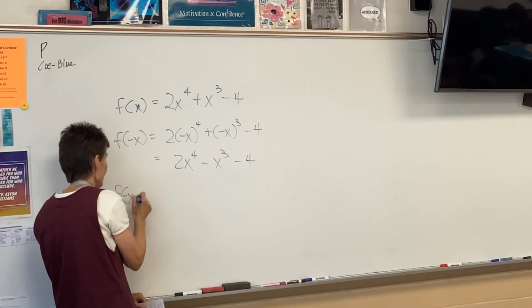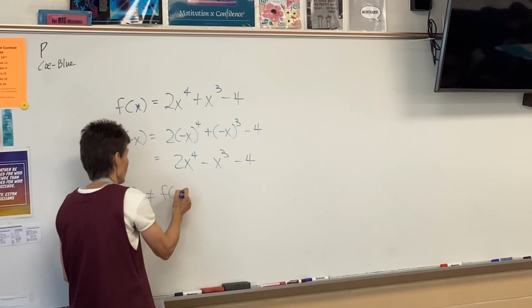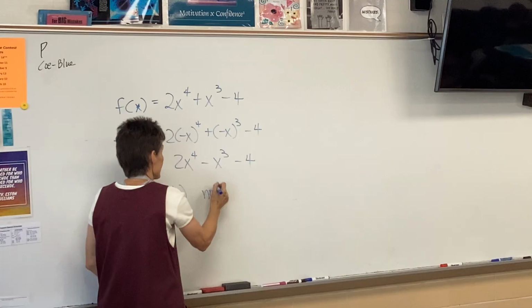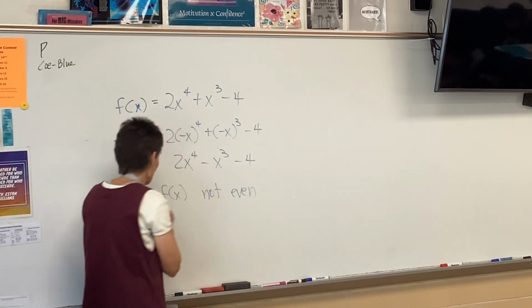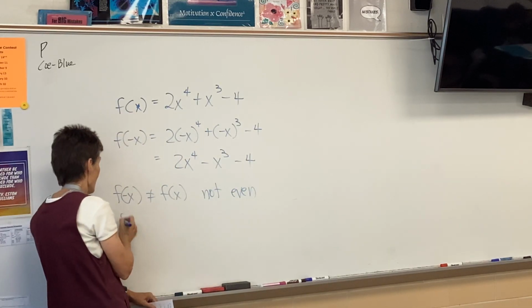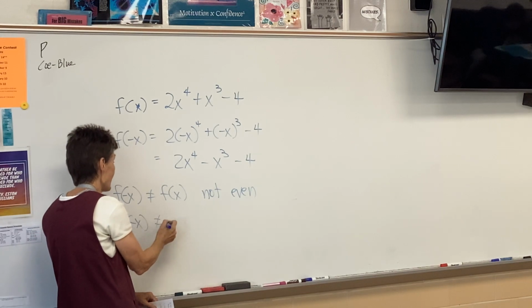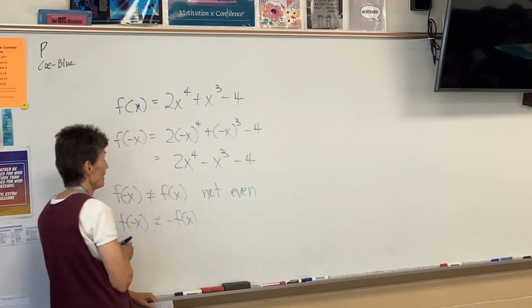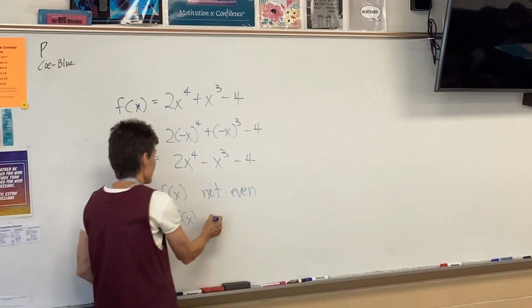F of negative x does not equal f of x, so it's not even. Does that make sense to you? F of negative x does not equal the opposite of f of x, so it is not odd.